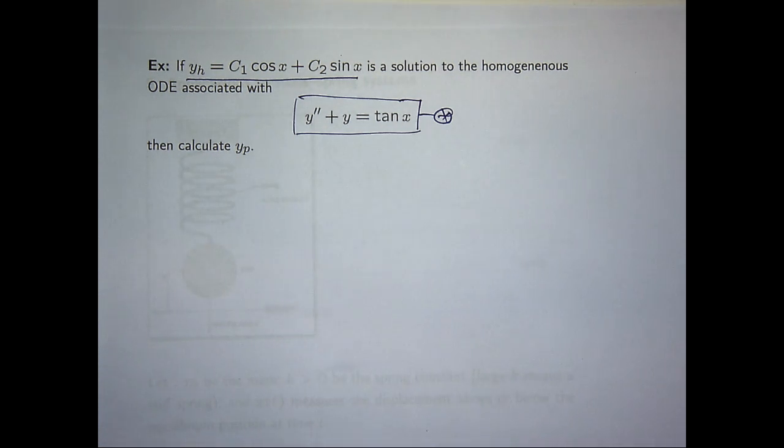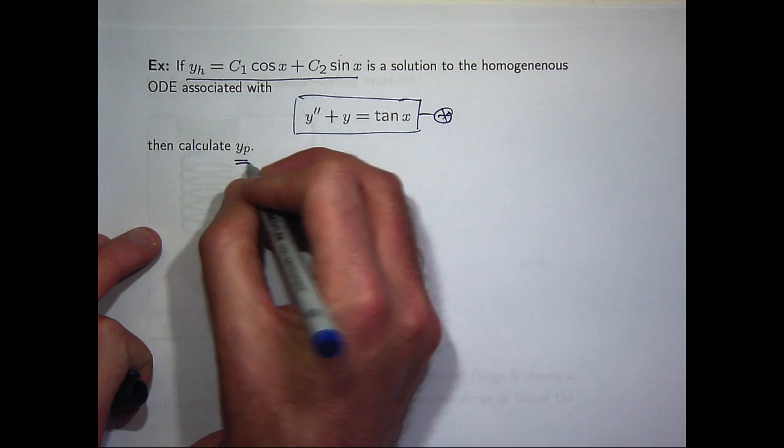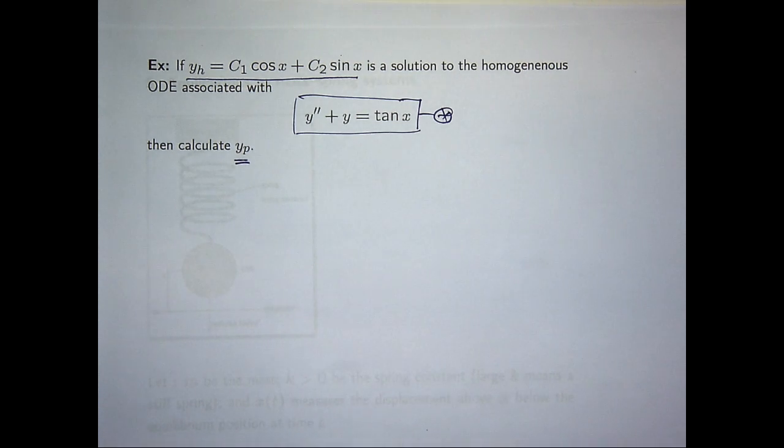Now, in this example, we're given the general solution to the homogeneous problem, and we're asked to calculate a particular solution, y sub p. In this case, they want you to use the variation of parameters method. So the underlying idea here is to take the homogeneous solution and build a particular solution from the parts of the homogeneous solution.